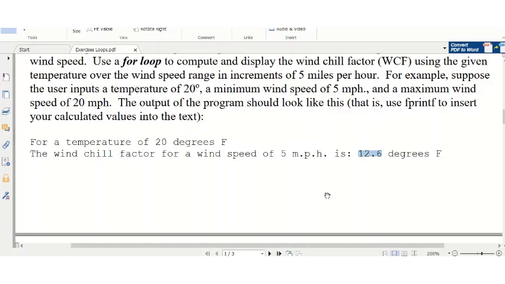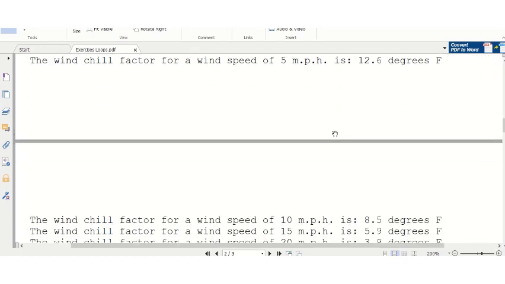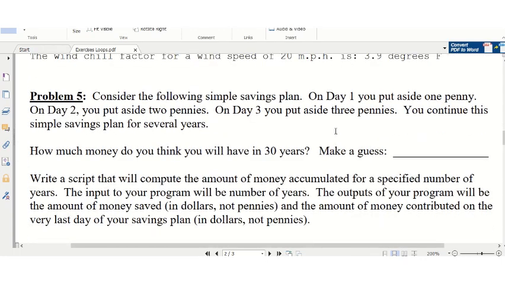Yes, sir, I am moving on to the next problem. Consider the following simple savings plan. On day one, you put aside 1 penny. On day 2, you put aside 2 pennies. On day 3, you put aside 3 pennies. So you continue this simple savings plan for several years. How much money do you think you will have in 30 years?